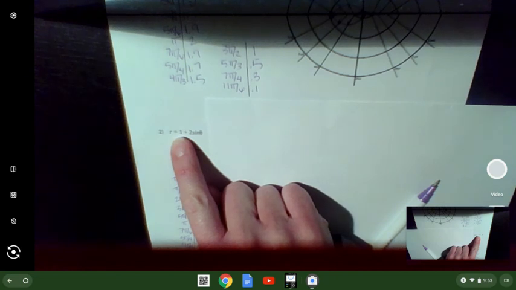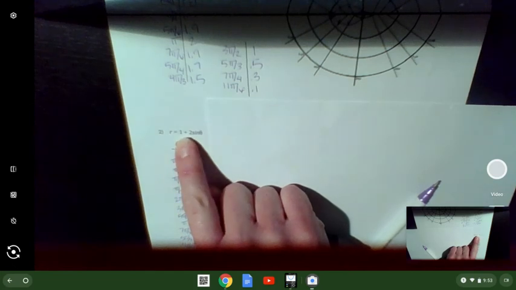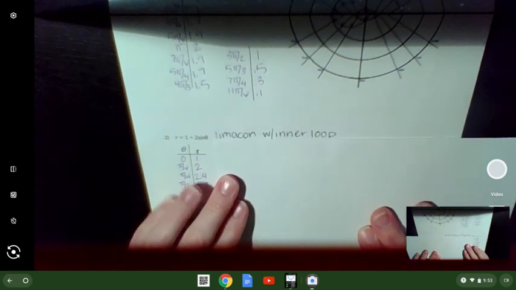Again, we can get rid of the lemniscates. There's no r-squareds. We can get rid of the circles because they don't have any pluses or minuses. We can get rid of the rose curve family, no pluses or minuses. We, again, are in the limaçon family.